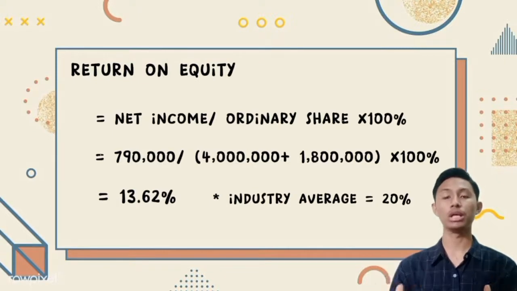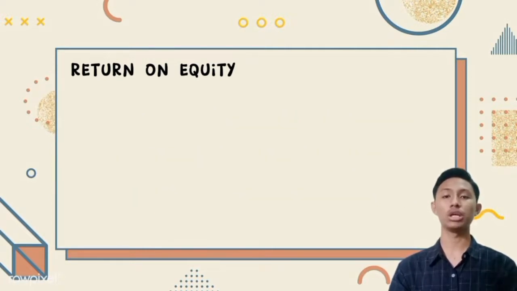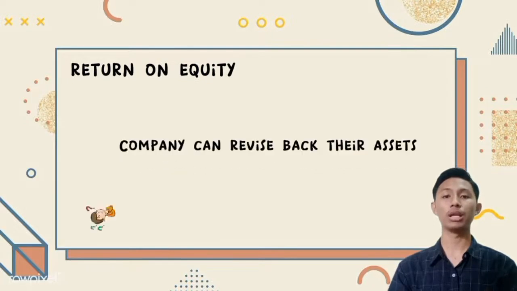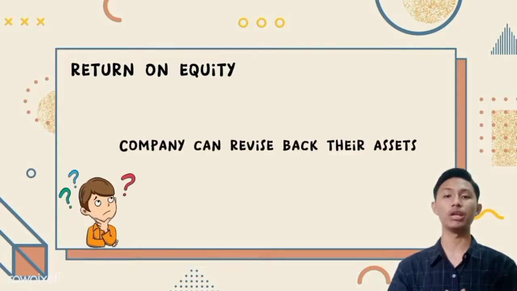And we can compare to the industry average, which is 13%. It should be higher, showing the business or the company generates income from its equity or investment that they make. And to improve this ratio, the company can reinvest in assets that are efficient and effective that will help the company generate more profits or income.